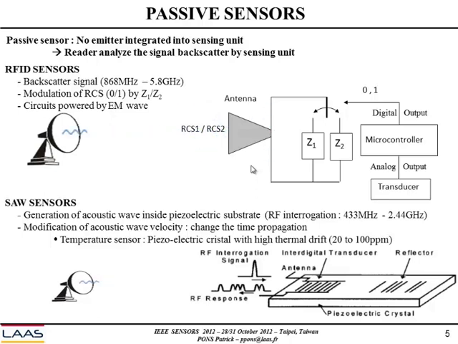Well, the second kind of passive sensor is the surface acoustic wave sensor, where you use a piezoelectric substrate, and when the signal arrives here, it's converted through a transducer to an acoustic wave and then propagates, and you change the time of propagation, for example, by the temperature, and with this you can have information about the temperature.